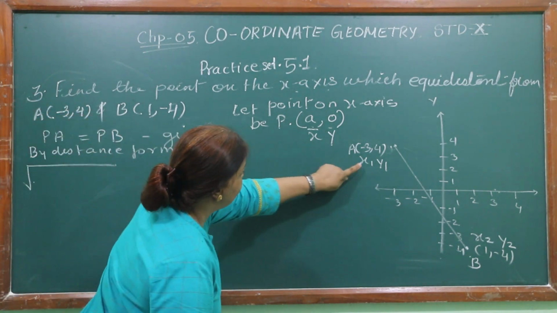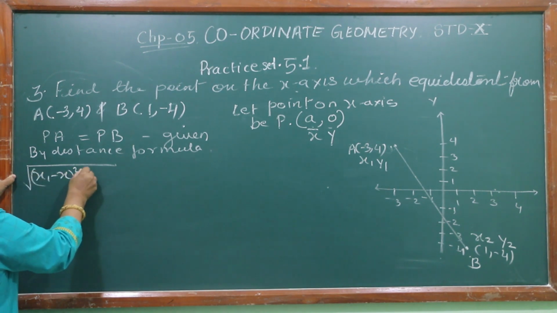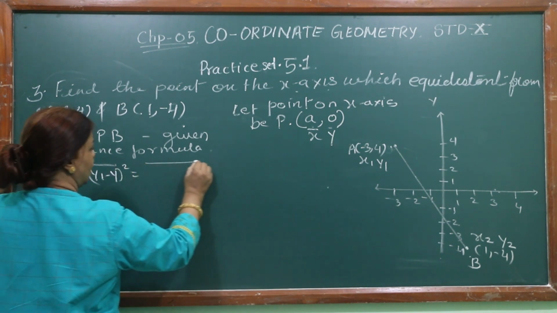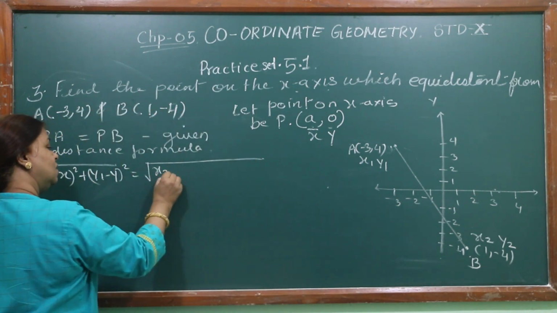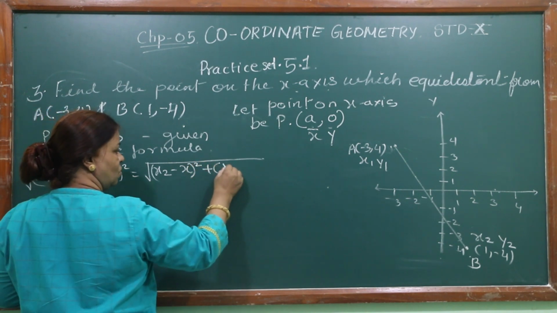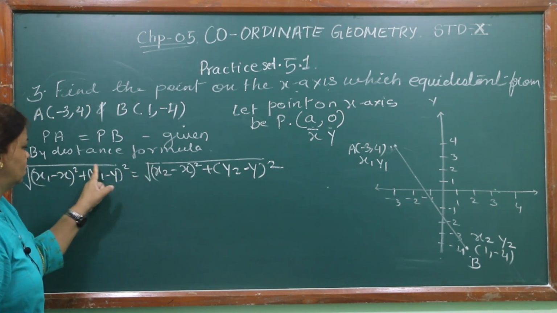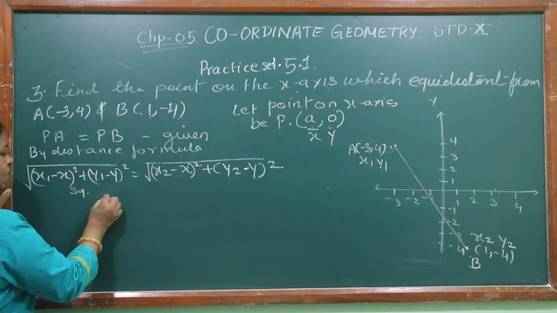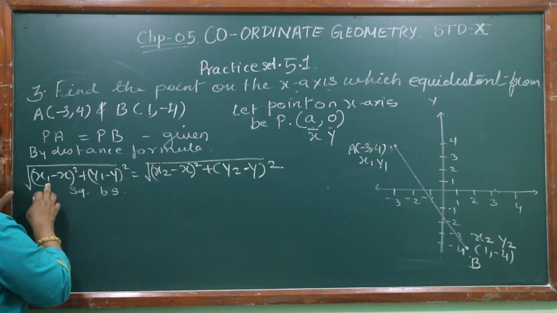So it will be under the root (x1 minus x) the whole square plus (y1 minus y) the whole square, which is equal to under the root (x2 minus x) the whole square plus (y2 minus y) the whole square. Both are roots, so squaring both sides, we can directly place the values and the root will go.